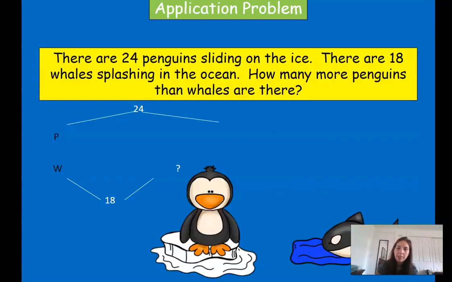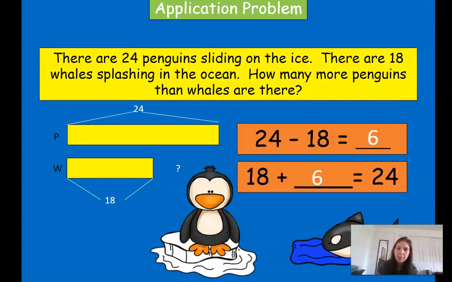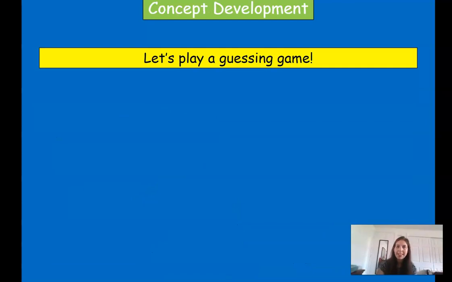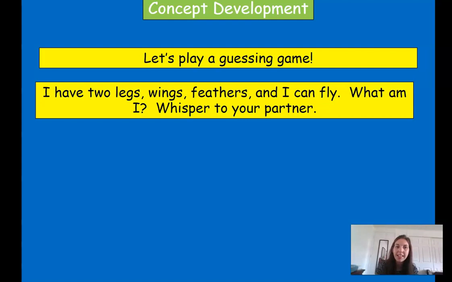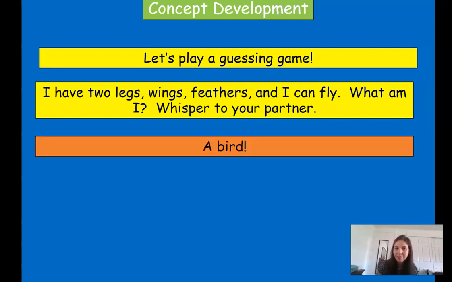Okay. I'm going to skip this little problem so we can get to our concept for the day. We're going to play a guessing game. I have 2 legs, wings, feathers, and I can fly. What am I? Think about what I might be. If someone's sitting next to you, you can whisper to them what you think it is. What do you think I am?